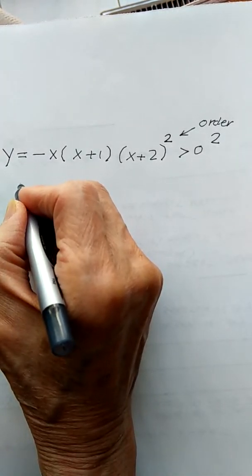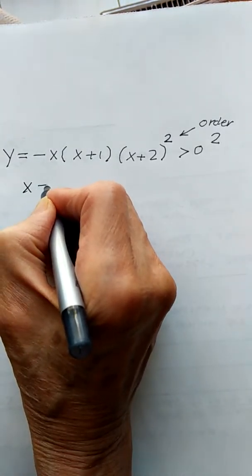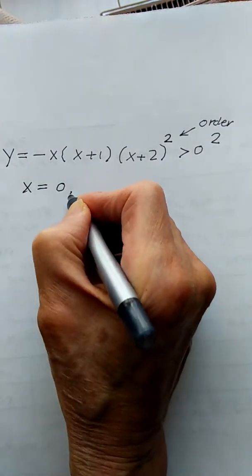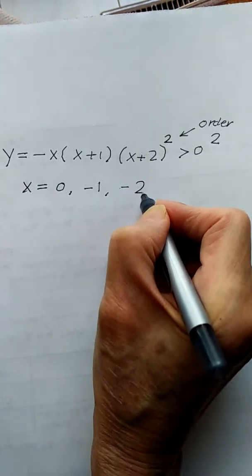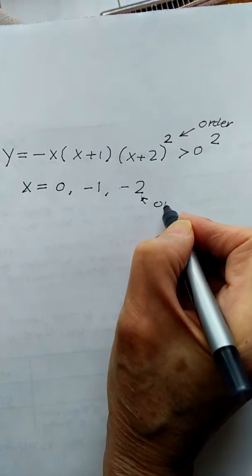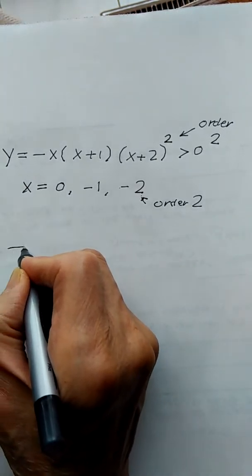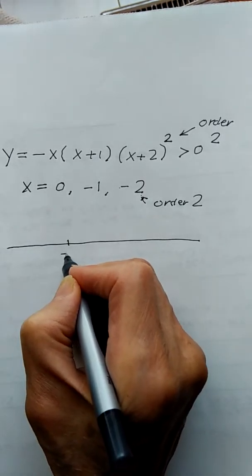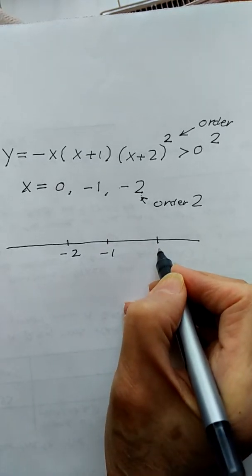As usual, the next step is to find x-intercepts, or the zeros. The zeros of the function are 0, -1, -2. Remember, this 2 is order 2. Draw a number line with the 3 zeros, -2, -1, 0.